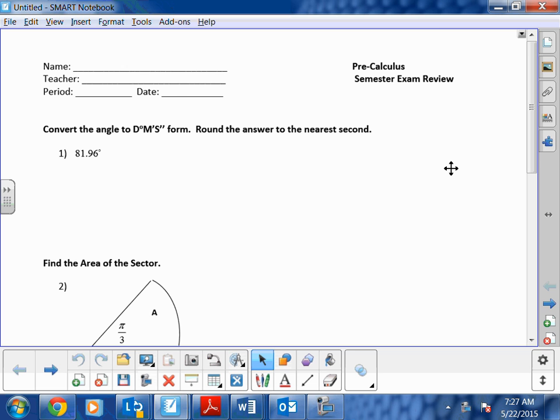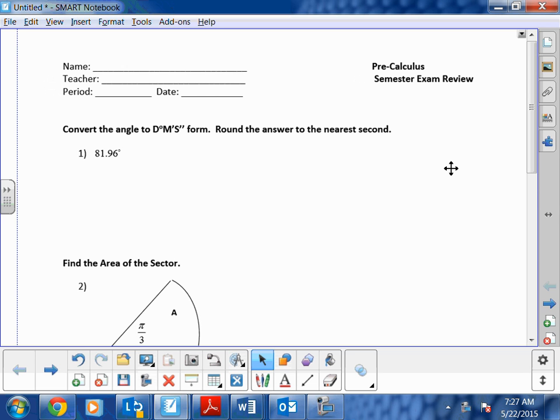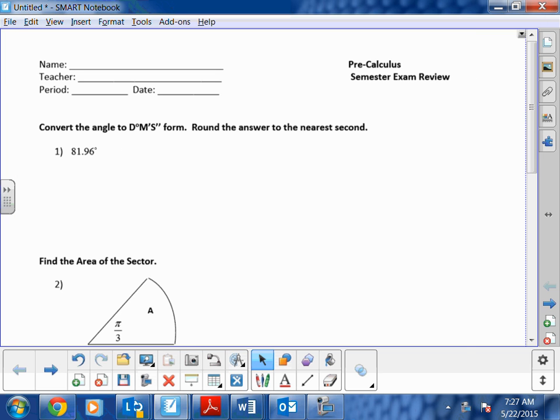The first one, we want to convert the angle to degrees, minutes, and seconds. Now, in order to do that, we're going to have to apply a process. The first thing that needs to be done is that the degrees is given by this part right here. So automatically, this answer is going to be 81 degrees. Now, we separate this part, this 0.96. Let me make sure I keep that point there.